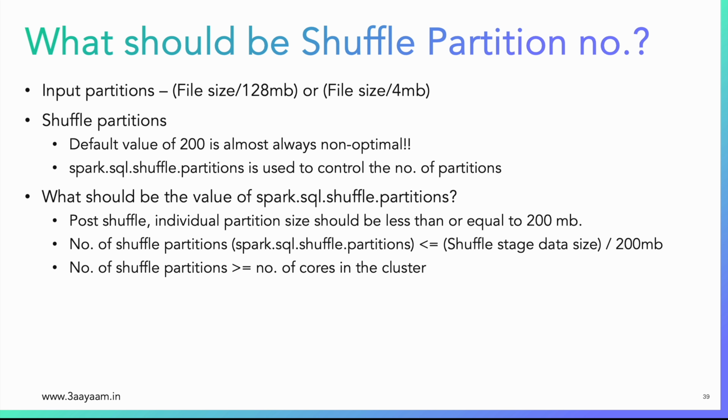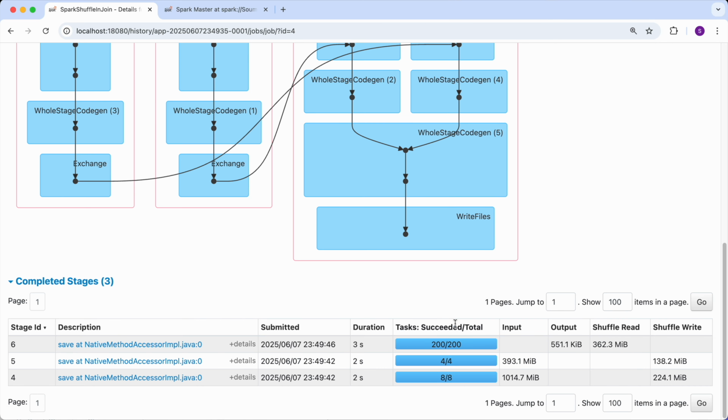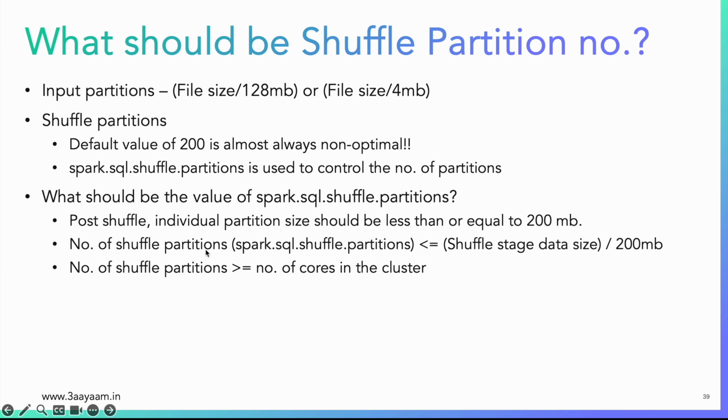So in the previous example, I had told you that the value of the shuffle partitions parameter should be 2. That is not correct, because we are using 4 executors and each executor is getting 1 CPU. So the value of Spark SQL shuffle partitions should be 4. So these are the 2 conditions that you have to check. First is the size of the shuffle data divided by 200 MB or 100 MB, so it should be anywhere from 100 to 200 MB. This is the first condition.